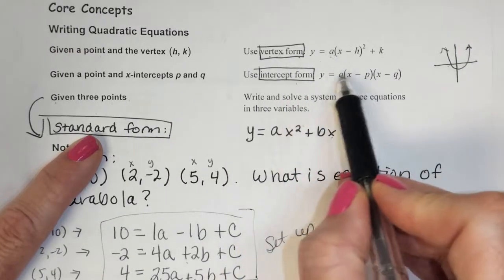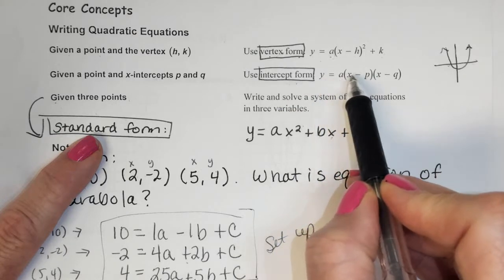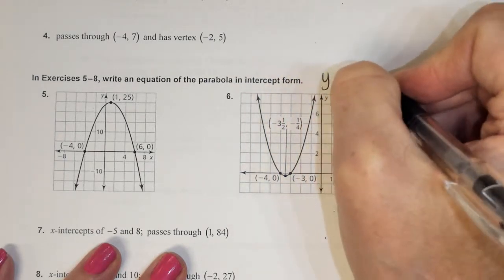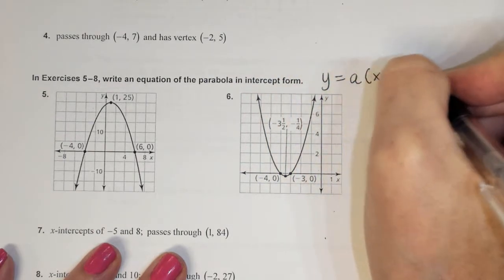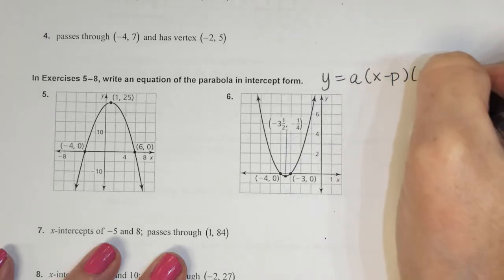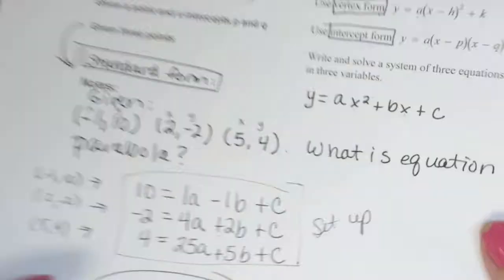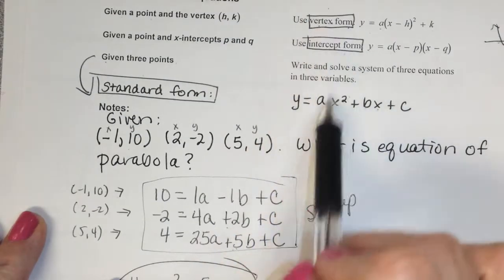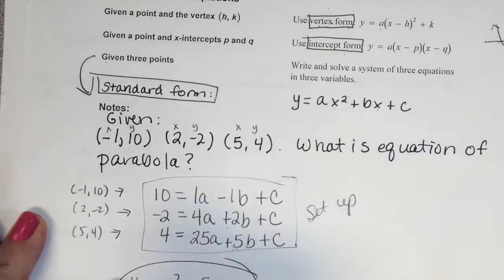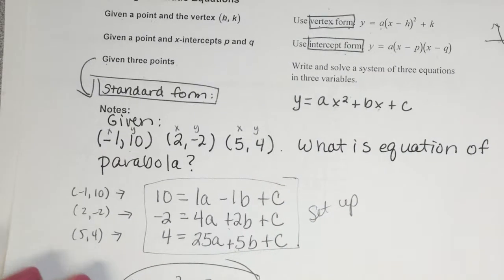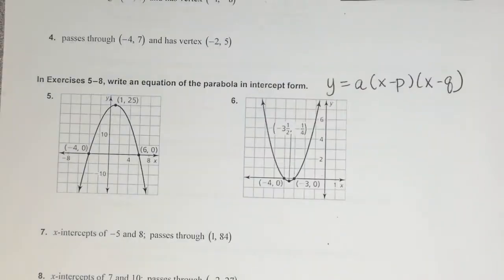Intercept form. Y equals A times X minus P times X minus Q. Jot it down. Are we going to add the formulas? No. Just memorize it. They're in boxes, so you just know that you're going to have to memorize those 3. And you are going to have to know how to find the focus and the directrix too. Tomorrow I'll write all the stuff down that you need, okay?